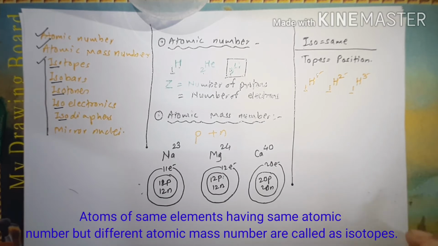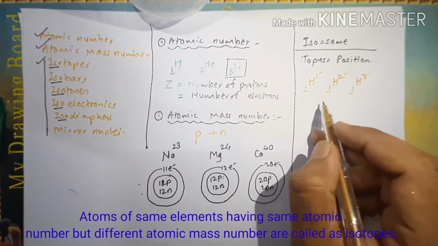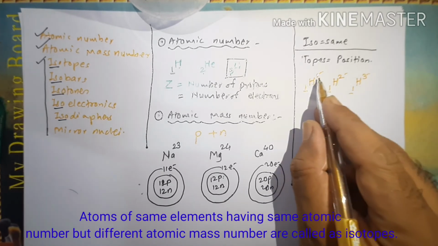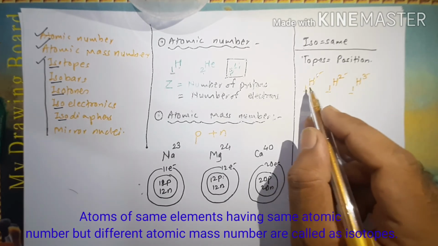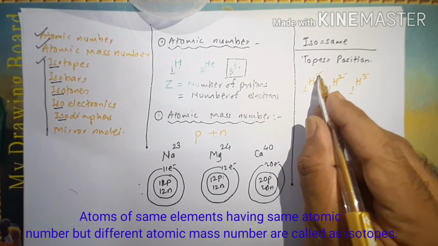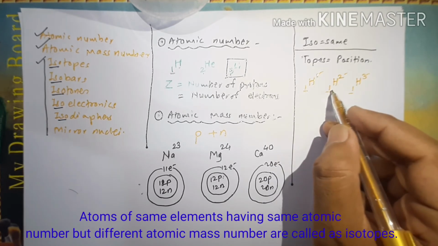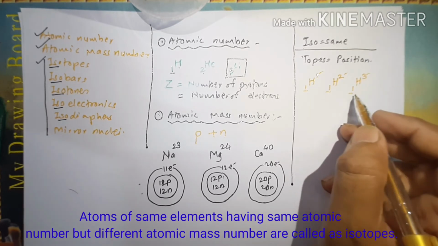The two points are there in the definition: same atomic number, different mass number. They have the same number of protons, they are atoms of the same element, and they have the same number of electrons. Their mass number is different, their mass is different, and the number of neutrons is different. In hydrogen there is no neutron, in deuterium there is one neutron, and in tritium there are 3 minus 1, that is 2 neutrons.